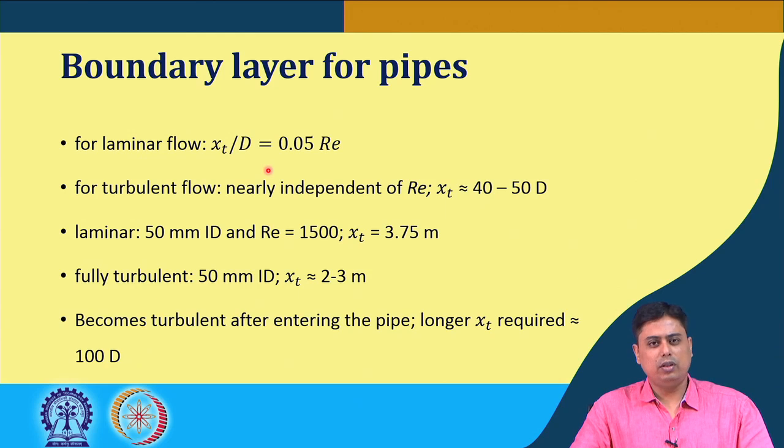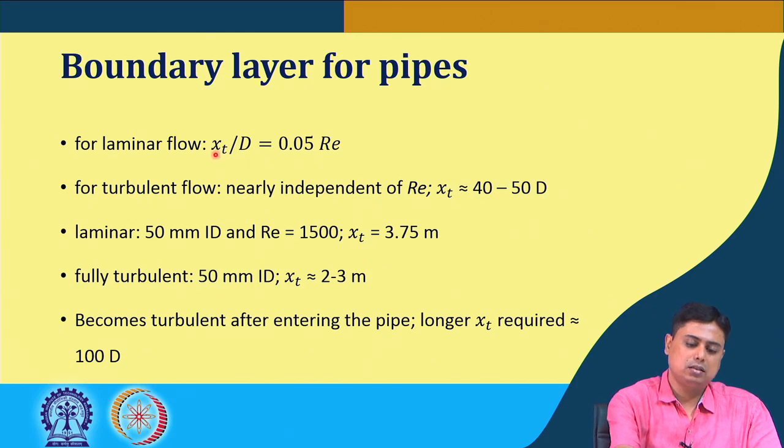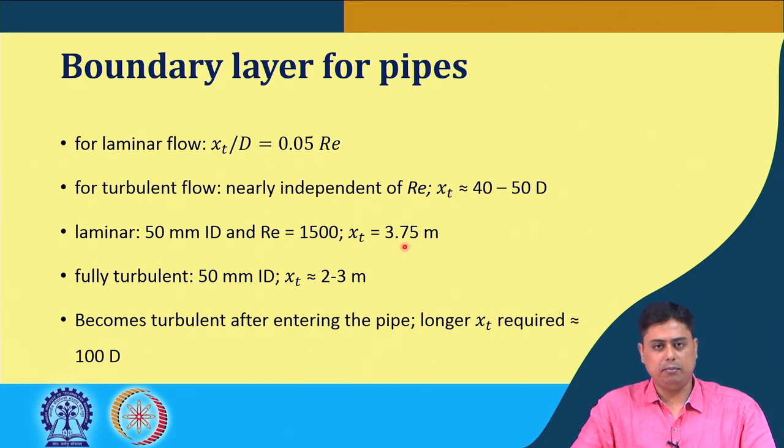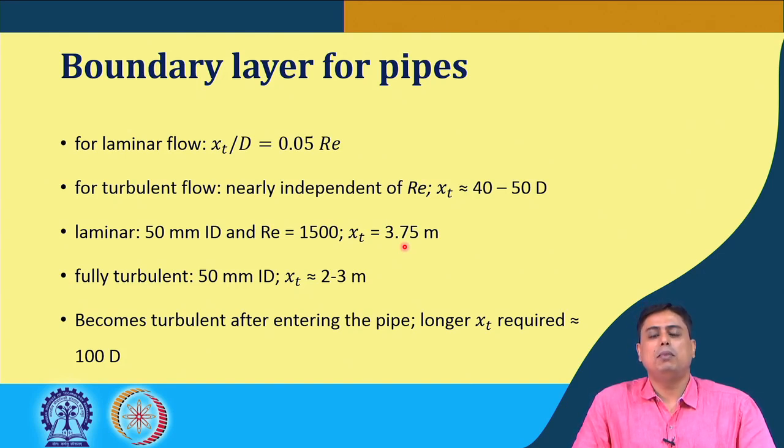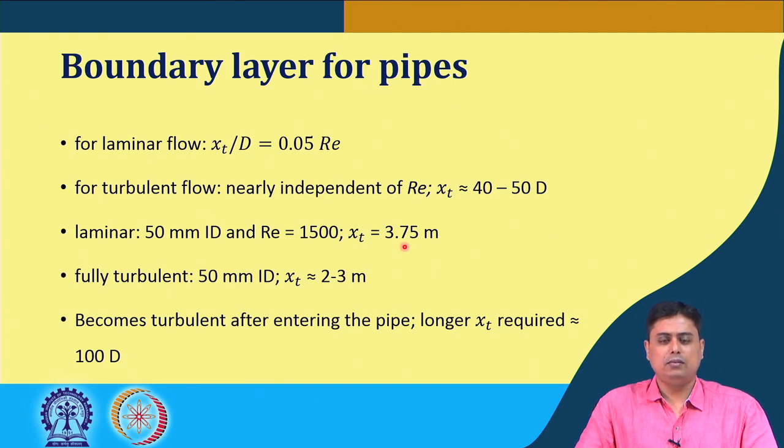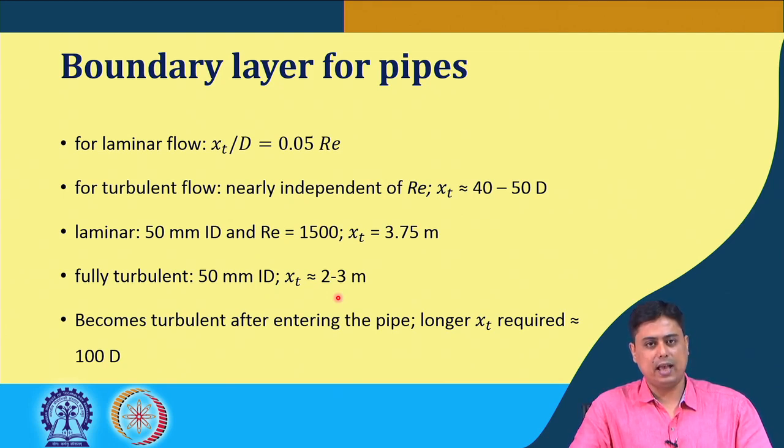So, for example, to give you the numbers, for a 50 millimeter ID pipe with a Reynolds number of 500, we see that the transition length by this formula is around 3.75 meter. Now, intuitively you can think that for turbulent flow, this length will be much more to have the fully developed region. But the point is that in the very high velocity turbulent flows or fully turbulent cases, this value is around 2 to 3 meter. Why this happens? We will see in the next slides the reason for this.